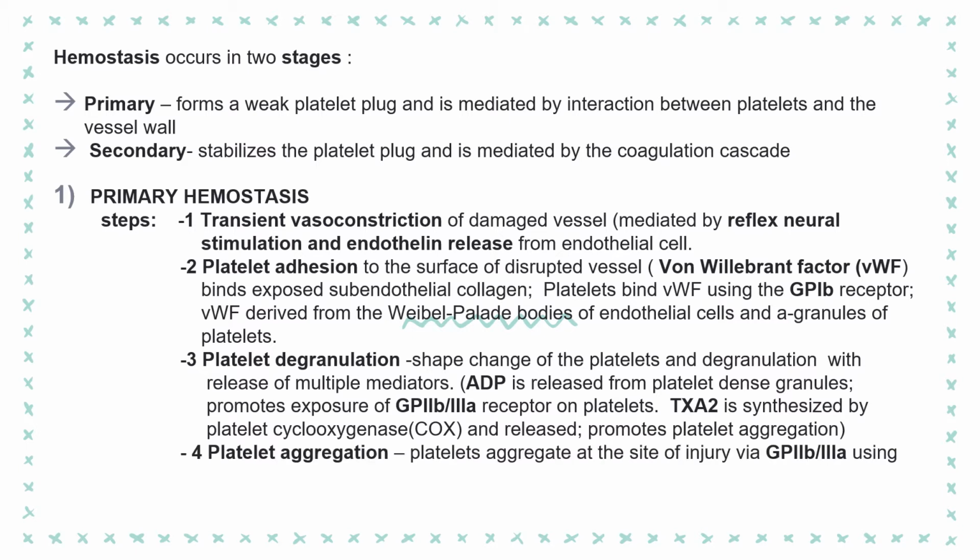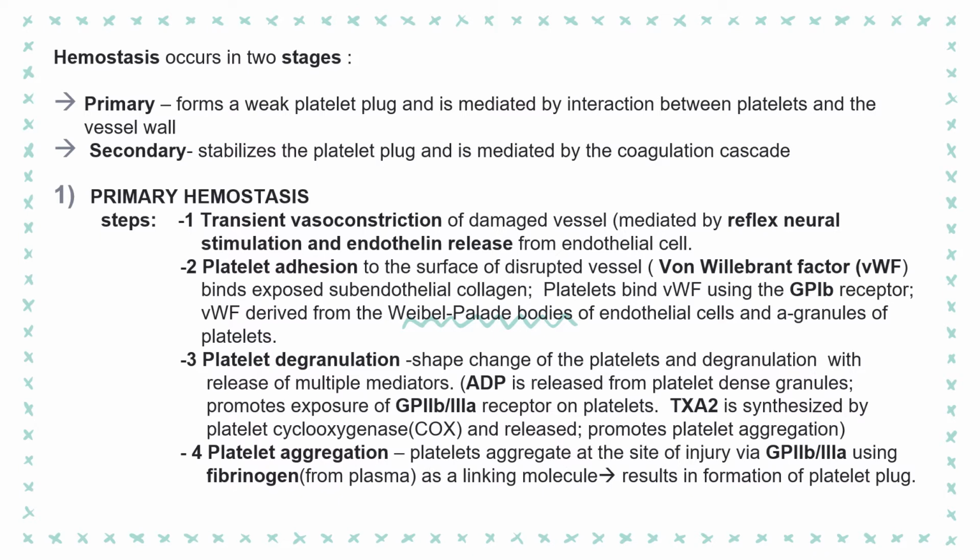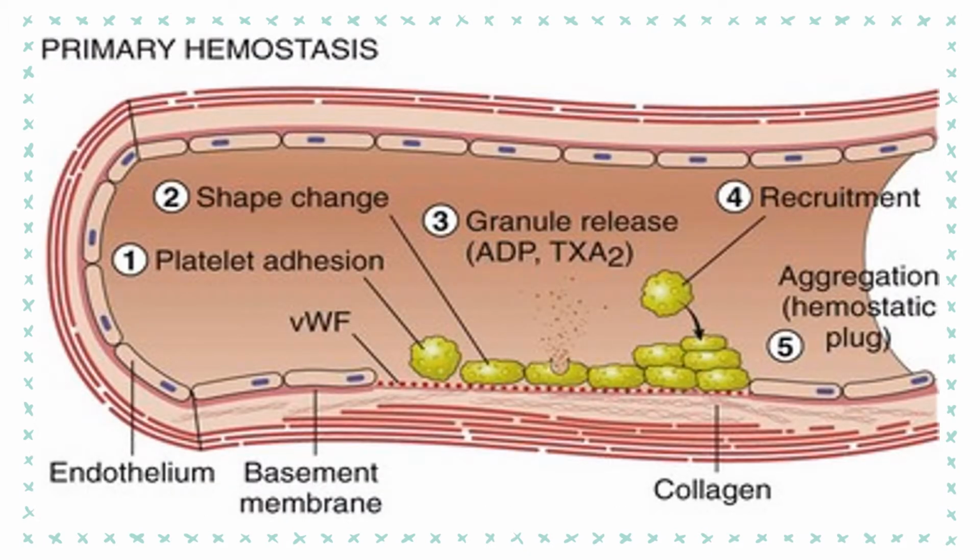Fourth step is platelet aggregation. Platelet aggregation at the site of injury via GP2B3A using fibrinogen from plasma as a linking molecule results in formation of the platelet plug. The platelet plug is weak. The coagulation cascade, secondary hemostasis, stabilizes it. On this picture you can see the scheme of steps that occur during primary hemostasis.